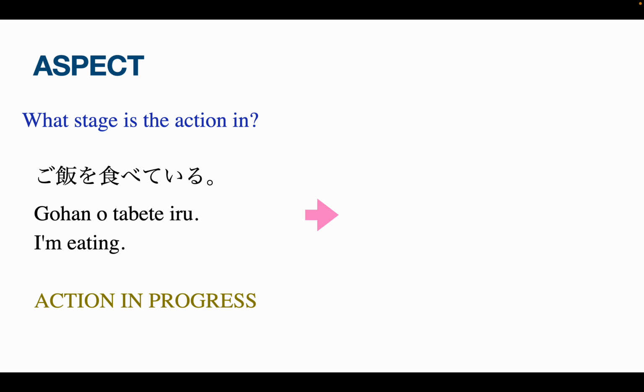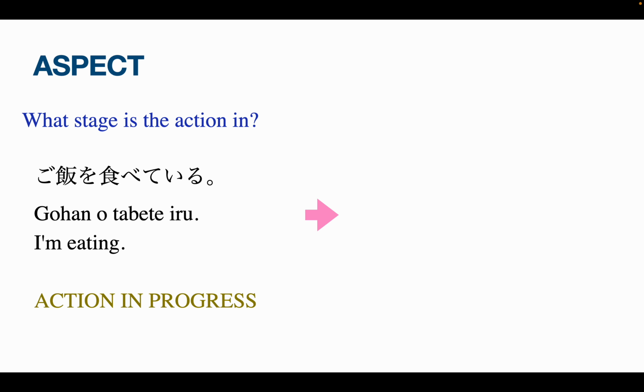Next is aspect. Aspect can be a little difficult to understand. A simple question is, what stage is the action in? Is the action continuing? Has it finished? Or has something happened and produced a state that still exists?